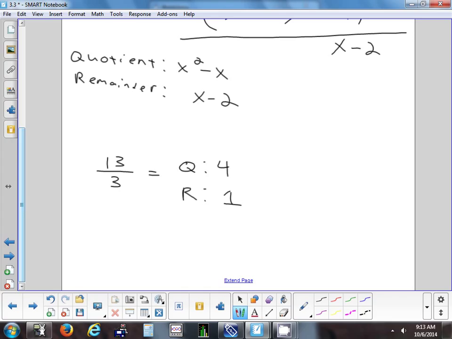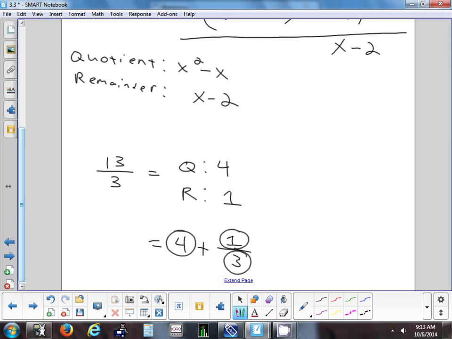Sometimes you also see it written like this. The answer is 4 plus your remainder divided by your divisor. 4 plus 1/3, or 4 and 1/3. So this is your quotient, your remainder, over your divisor.